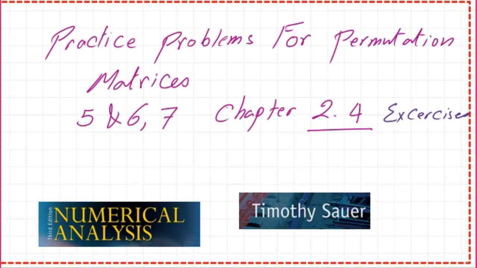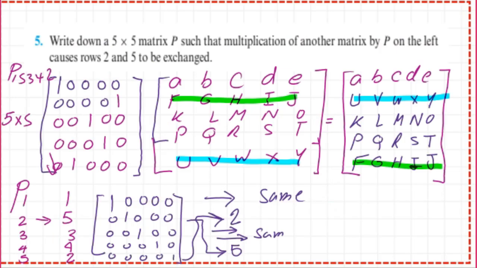We are going to have a look at practice problems for permutation matrices quoted from the book Numerical Analysis by Professor Timothy Sauer. These practice problems are 5, 6, and 7 from the chapter 2.4 exercises. Let us have a look at exercise number 5.